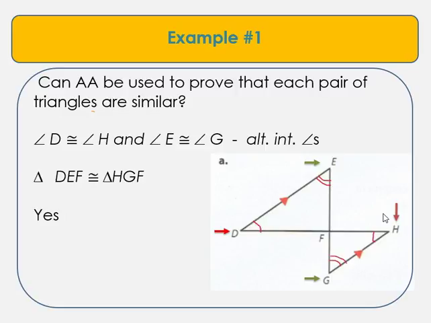Now we can do this because we have a set of parallel lines, and these angles, the corresponding angles that we just proved, are alternate interior angles. So this means now that triangle DEF is similar to triangle HGF, and yes, that means that they would be similar.